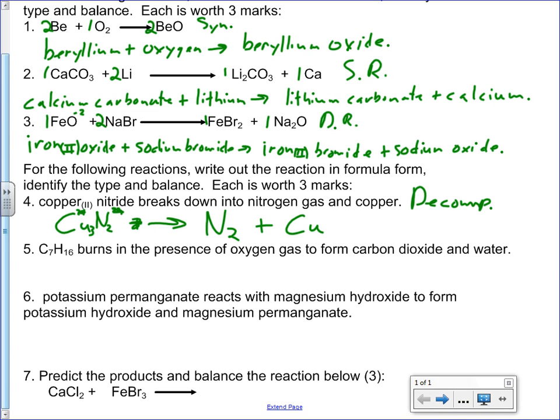All right, so present in the largest number is copper. All right, but if I put a 3 in front of copper, that should solve it. Okay.